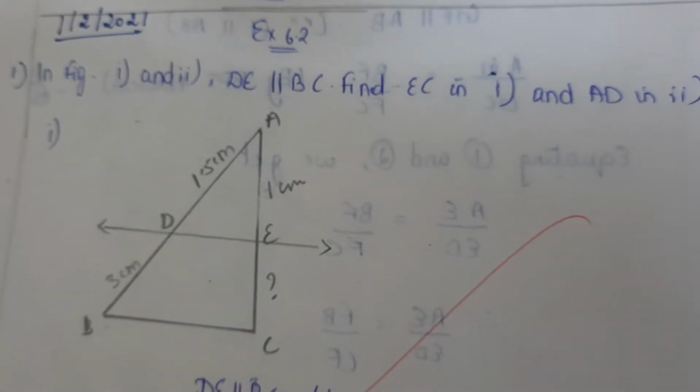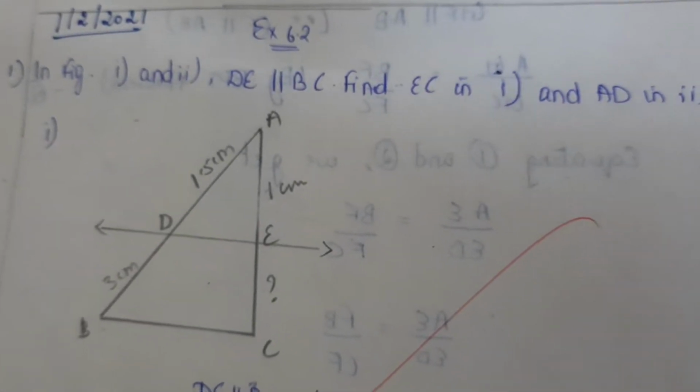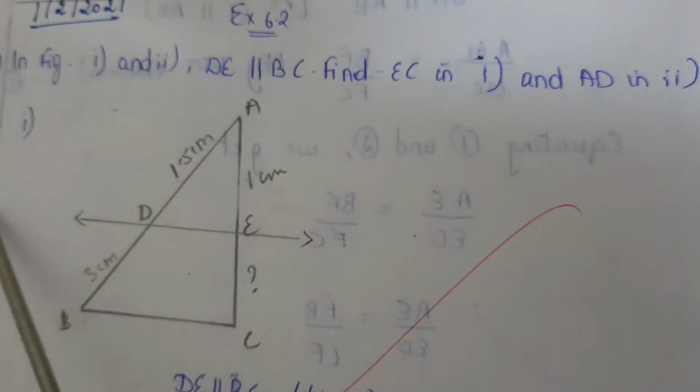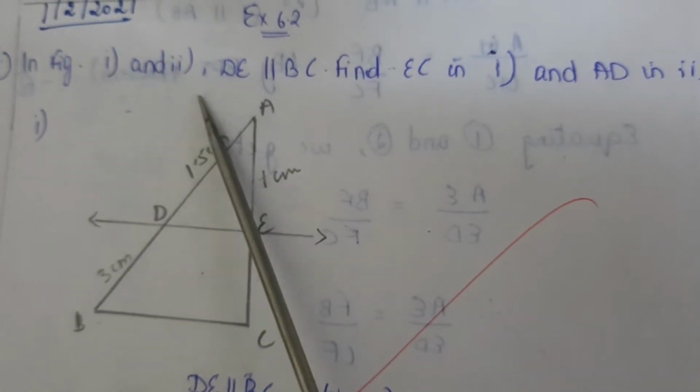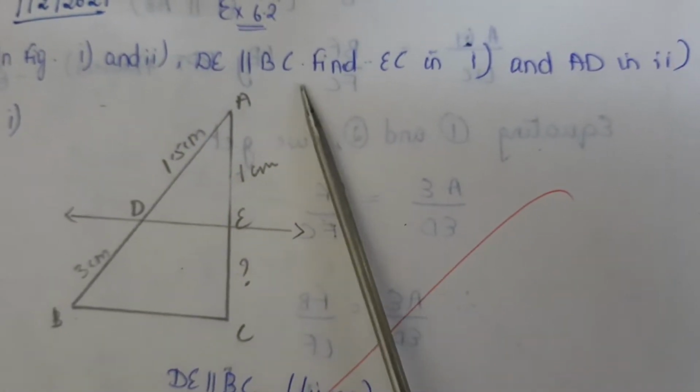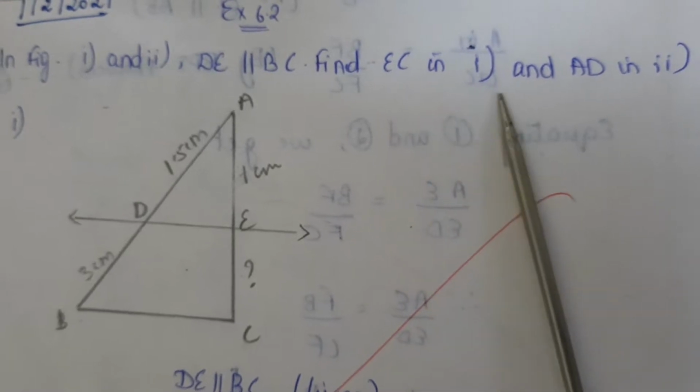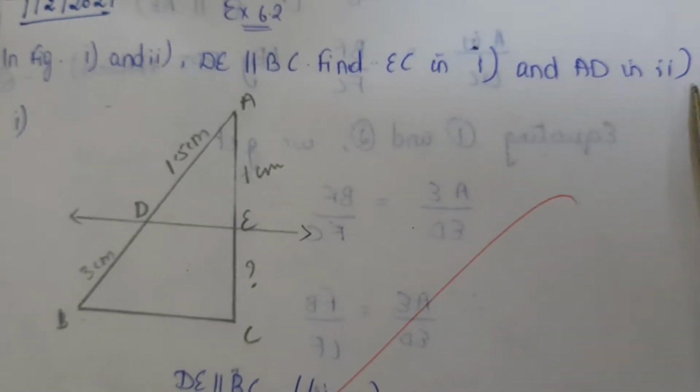Children, today we are going to solve the problems in exercise 6.2. Question number 1. In figure 1 and 2, DE is parallel to BC. Find EC in first figure and AD in the second figure.